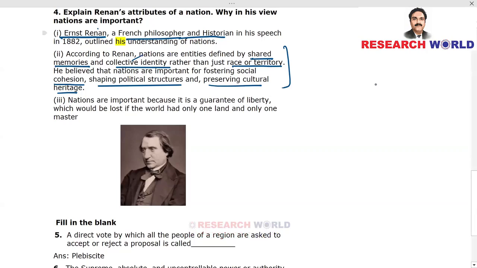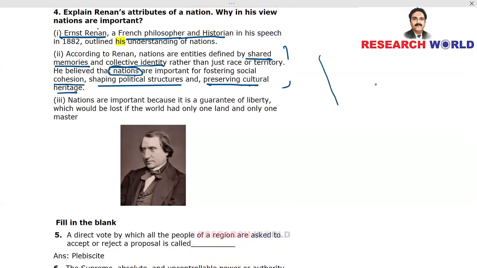So, point number one, our question is explain Renan's attributes of a nation. And the answer is Ernst Renan, a French philosopher and historian, in his speech in 1882, outlined his understanding of nations. Second point, according to Renan, nations are entities defined by shared memories and collective identity rather than just race or territory. He believed that nations are important for fostering social cohesion, shaping political structures, and preserving cultural heritage.